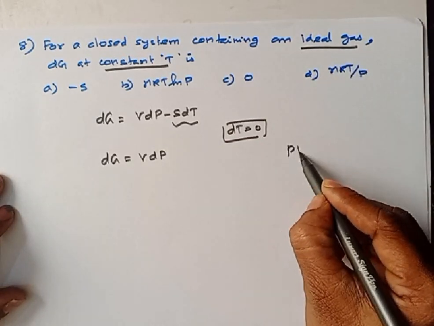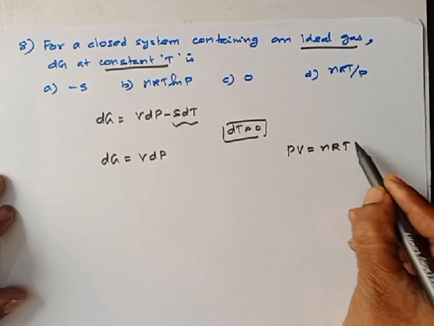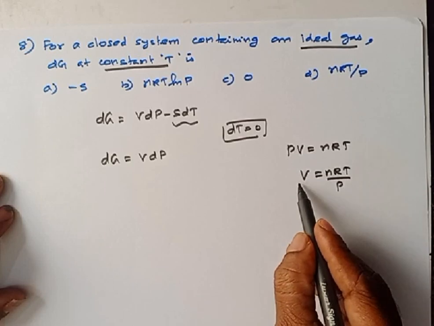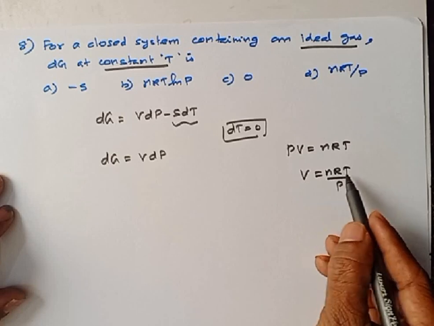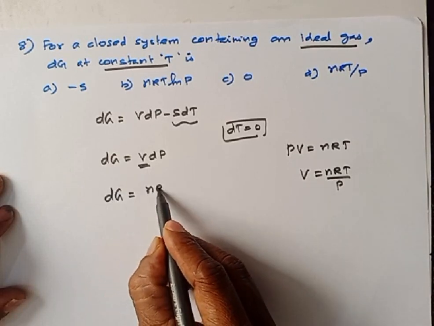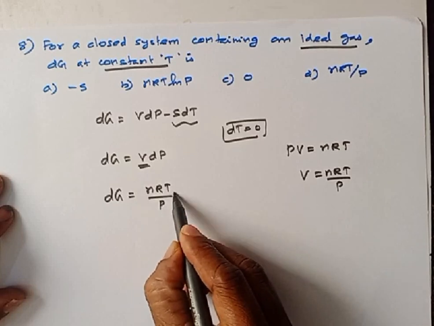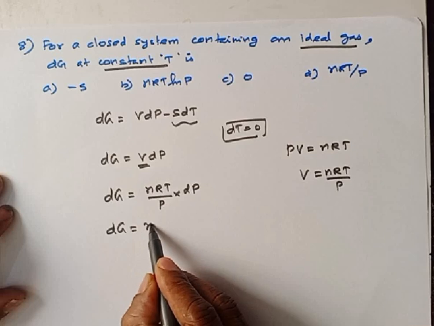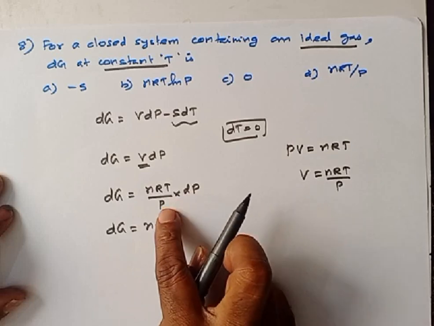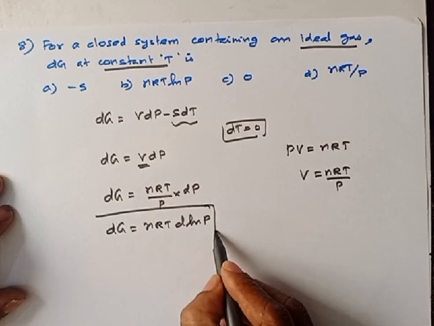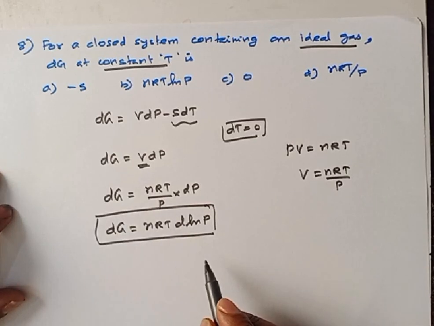For ideal gas, we know very well PV is equal to nRT, or V is equal to nRT by P. Substitute this V, nRT by P, here. So what we get is dG equal to nRT by P into dP, or we can write this as dG equal to nRT dP by P. dP by P can be written as d ln P.